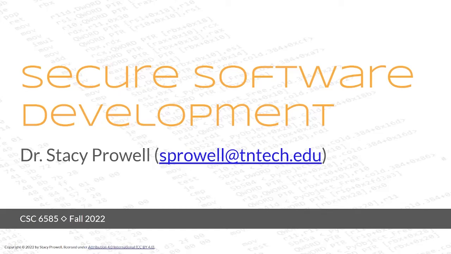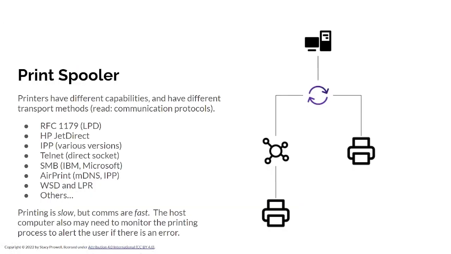Let's begin, as we always, of course, do, with the print spooler. Printers have a lot of different capabilities, and lots of different ways of communicating with them. Some of them are listed here. These are just some of the ways in which you can talk to your printer, and printing is slow. But computers are pretty fast, and communications is fast.